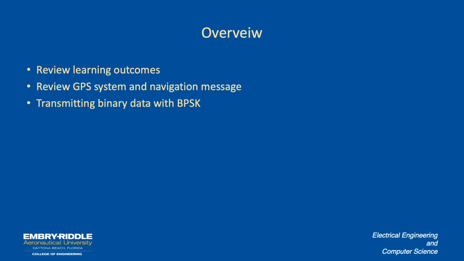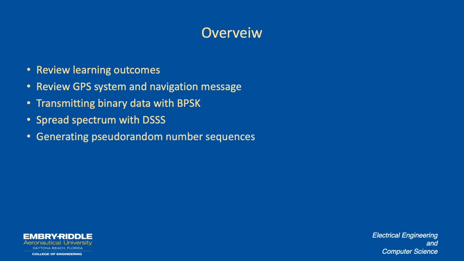We'll figure out how we can transmit binary data with what's called the binary phase shift key approach. We'll then talk about how you do spread spectrum transmission using what's called direct sequence spread spectrum. And to do that, we'll need to be able to generate pseudo-random number sequences. That is, they look like random numbers, but they're not really random numbers.